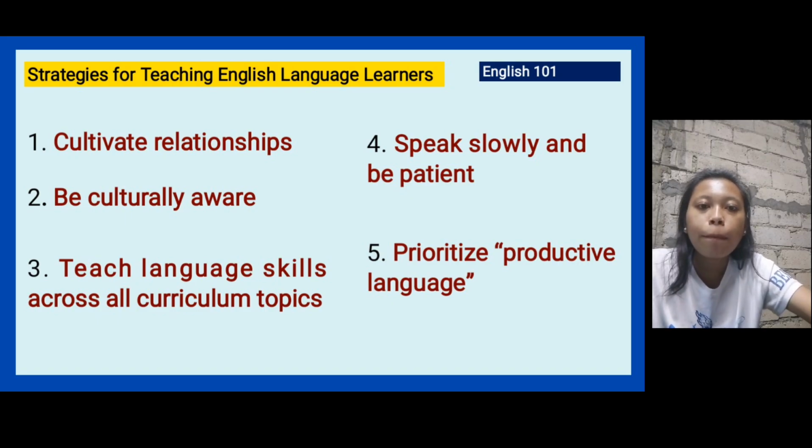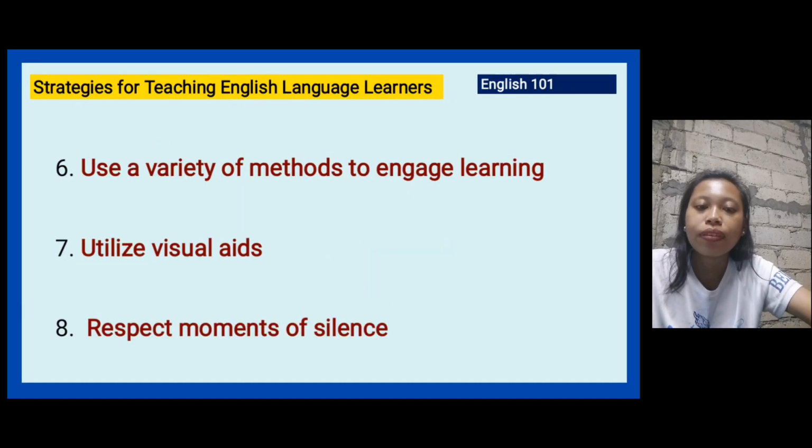Number 5, prioritize productive language. In here, encourage students to practice speaking and writing, not just listening and reading. Producing language helps them actively use what they've learned and develop fluency and confidence.